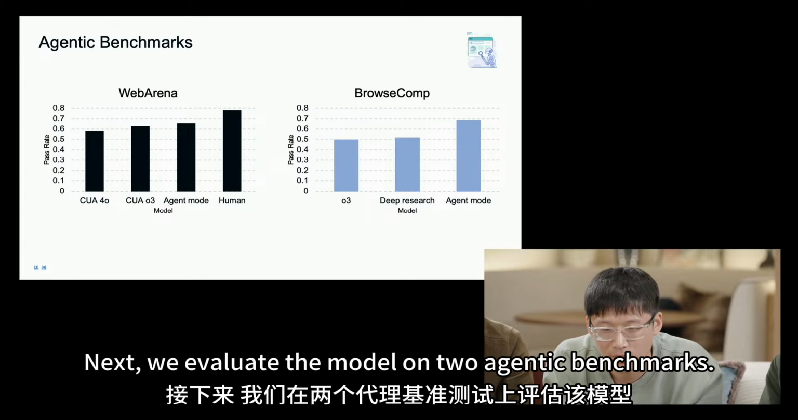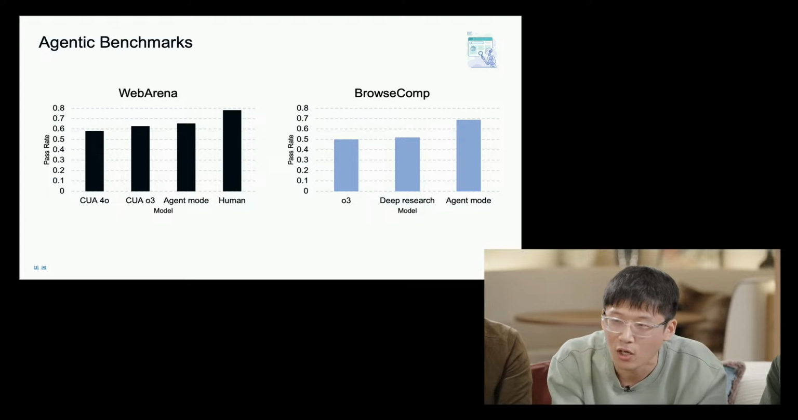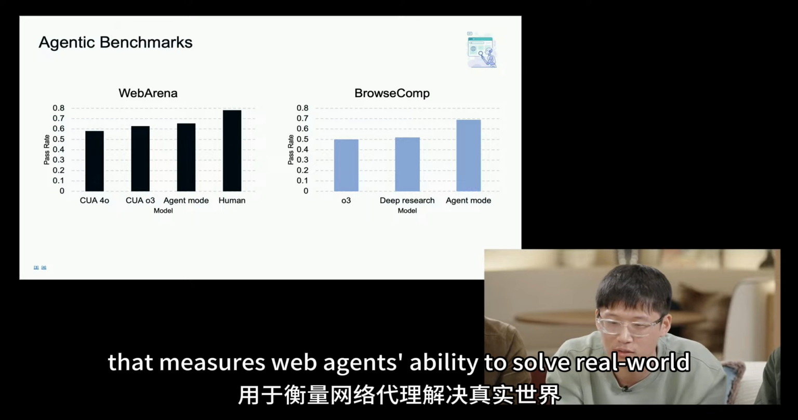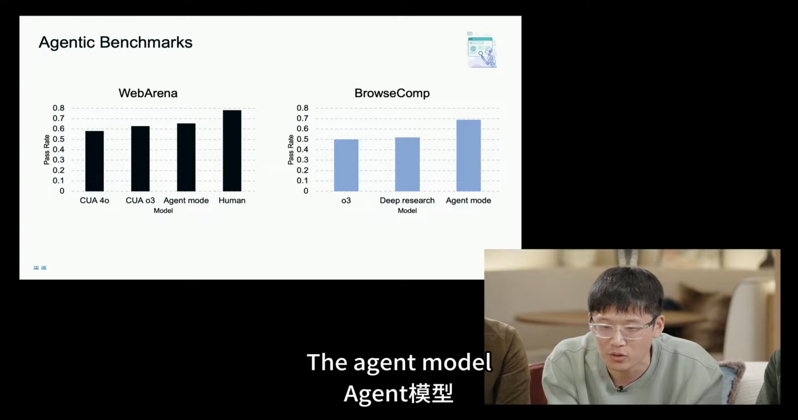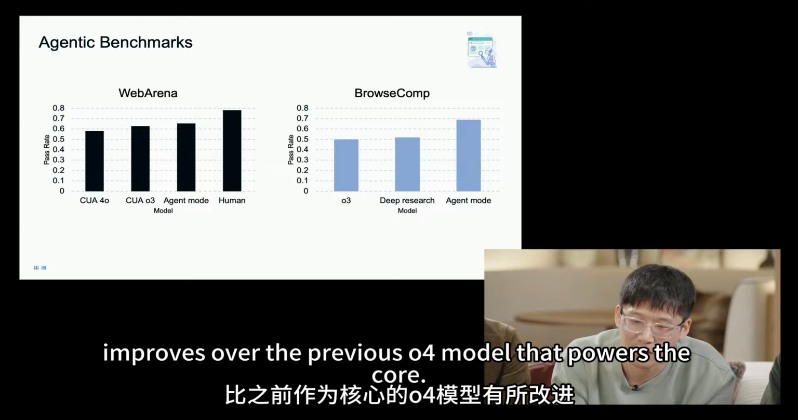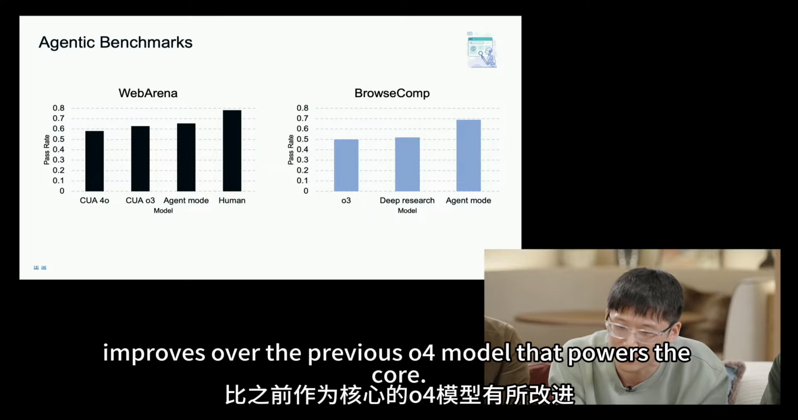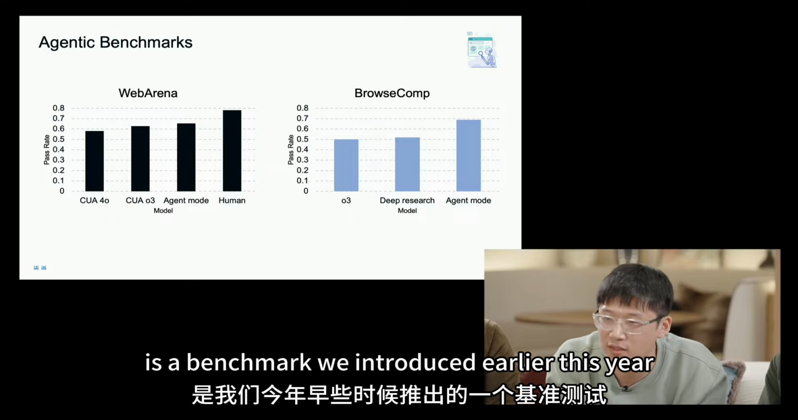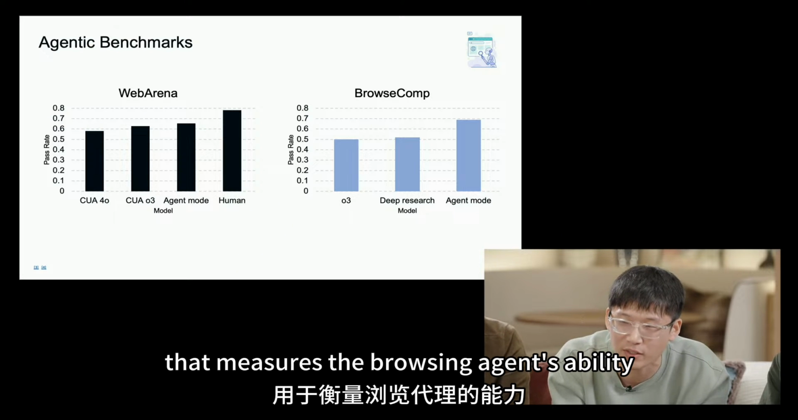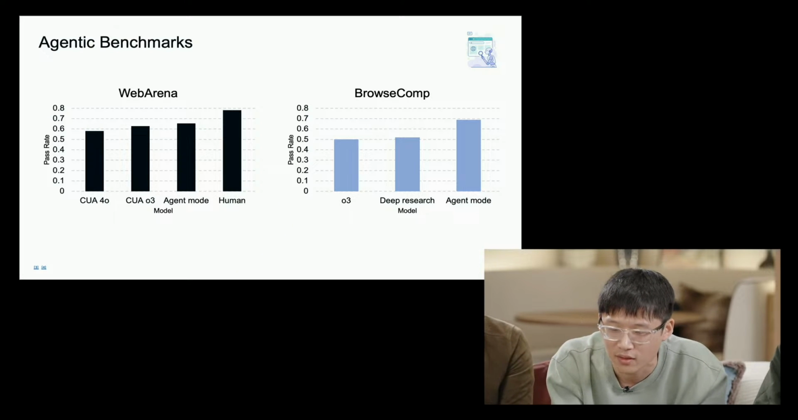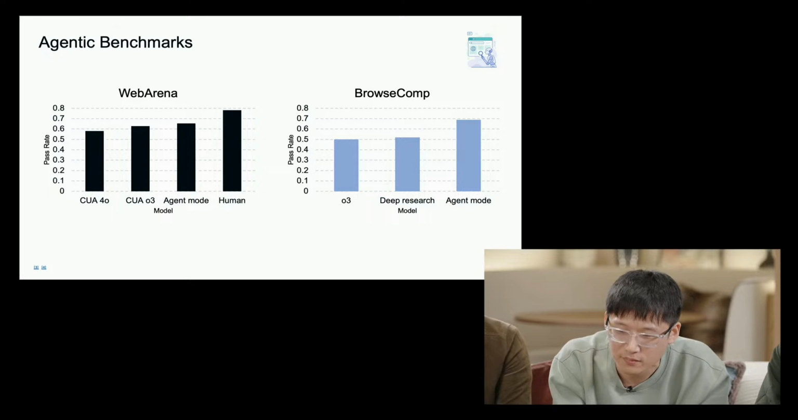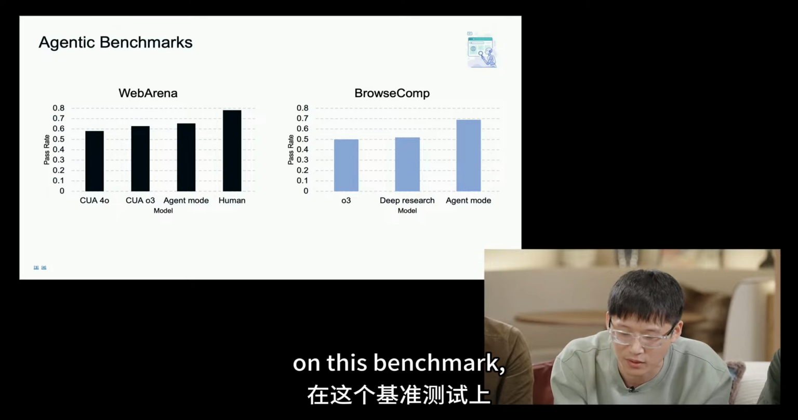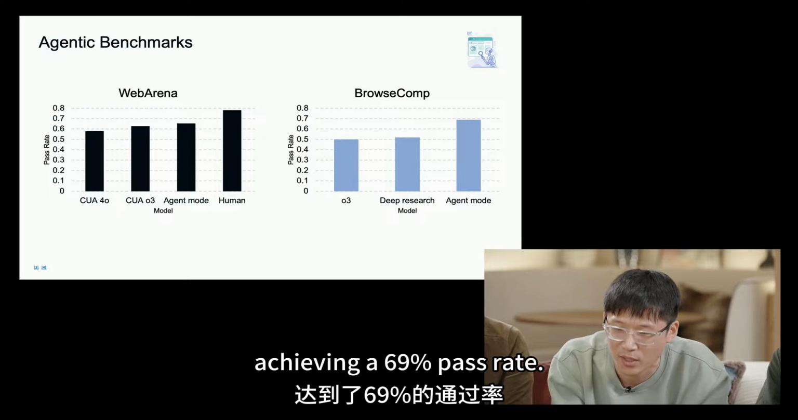Next, we evaluate the model on two agentic benchmarks. WebArena is a benchmark that measures web agents' ability to solve real-world web tasks. The agent model improves over the previous o3 model that powers the core. BrowseComp is a benchmark we introduced earlier this year that measures the browsing agent's ability to search and find hard-to-locate information. The agent model significantly outperforms o3 and Deep Research on this benchmark, achieving a 69% pass rate.